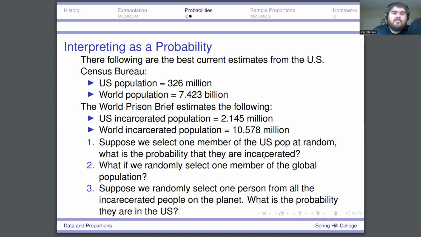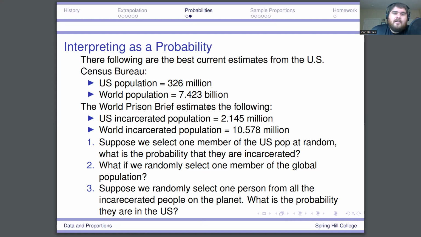Now, suppose we randomly select one person from all of the incarcerated people on the planet. What would be the probability they're in the US? So I'm going to let you pause for a second if you want and try and figure this out on your own. I'll give you a sec.